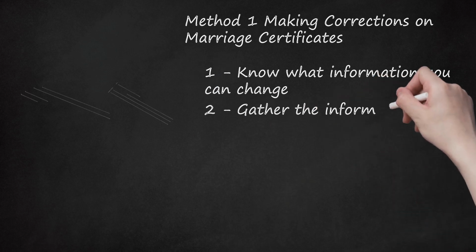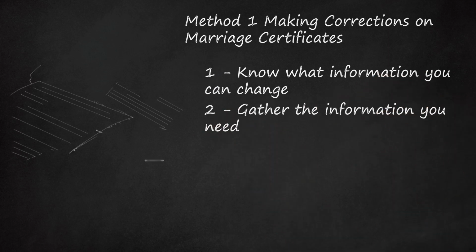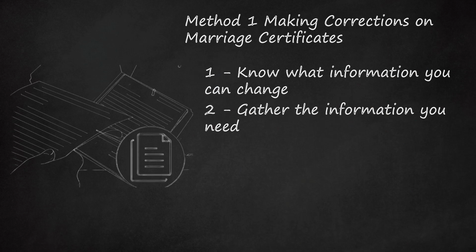2. Gather the information you need. This information will vary by state and by county, but in general you can expect to complete an affidavit to amend the marriage certificate and to provide a photocopy of your original marriage certificate with the local registration on it. You can also get a copy of your marriage certificate from your local office of vital records. Check with your local county clerk's office for detailed information about what is required in your area.